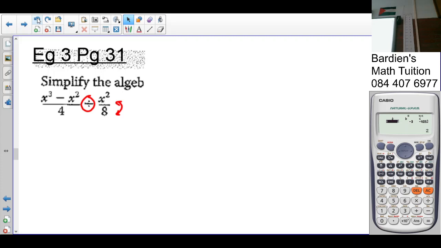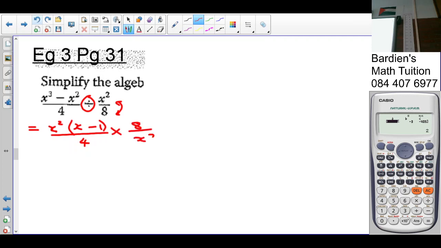Guys, finish? Yes? So let's go with it. We got x squared into x minus 1 all over 4. Change to multiplication, tumble n times. So it's 8 over x squared. Now what? What can cancel? X squared is cancelled. What else cancel? 4 can go into 4 once, 4 go into 8. So what are we left with?